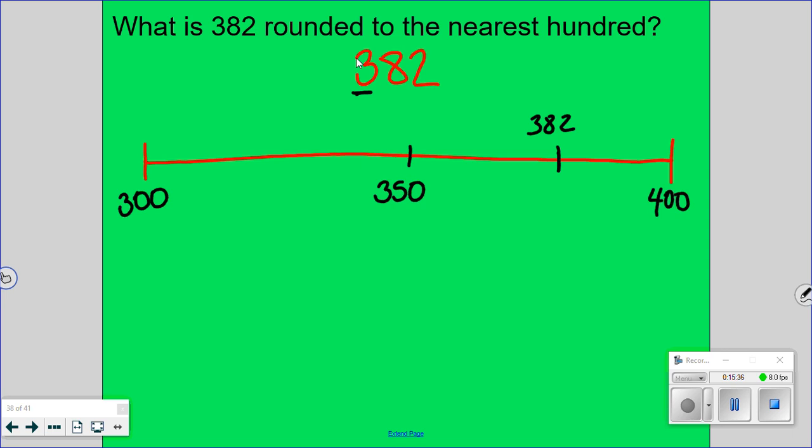Now the easy peasy part. What does it round to? Which endpoint is closer? This is the easy part. Mason? 400. Easy peasy. 382 rounds to 400.